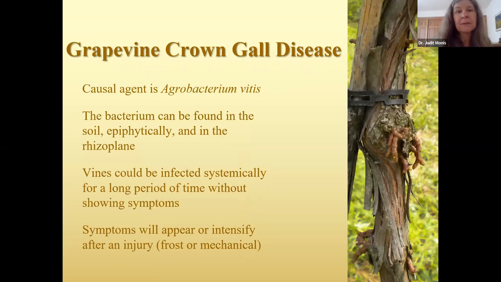Grapevine crown gall disease is caused by Agrobacterium vitis. The bacterium can be found in the soil epiphytically and in the rhizoplane. Vines could be infected systemically for a long period of time without showing any symptoms. That is the danger of perhaps purchasing asymptomatic vines from a nursery. Later on, they actually could show symptoms or even intensify the symptoms due to frost or mechanical injuries.